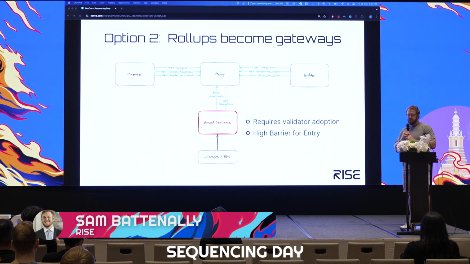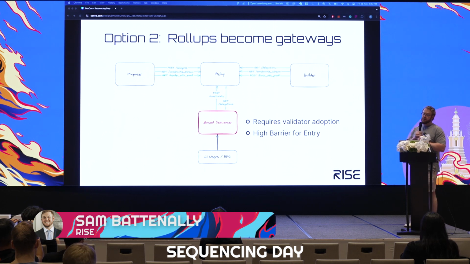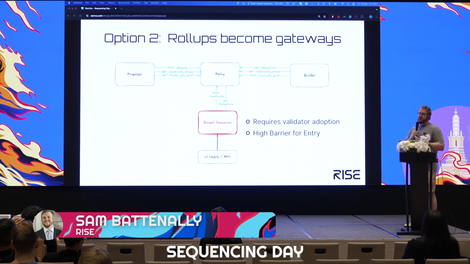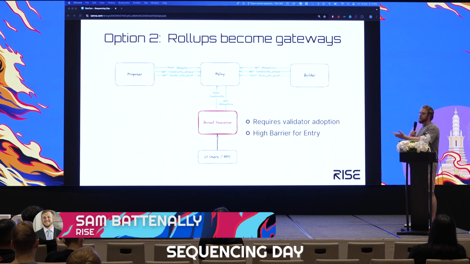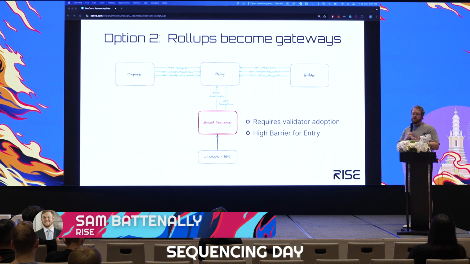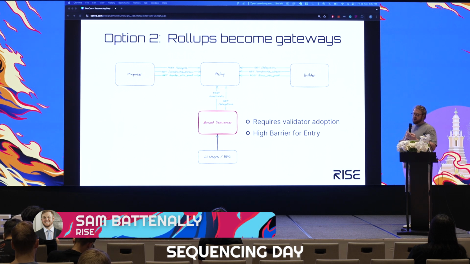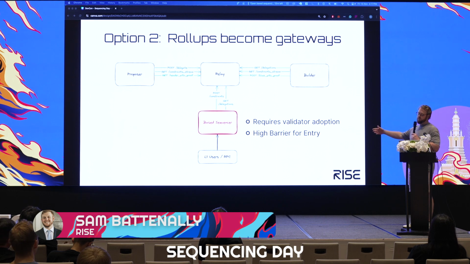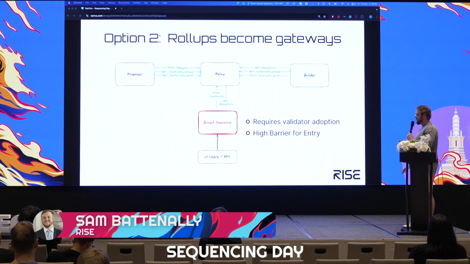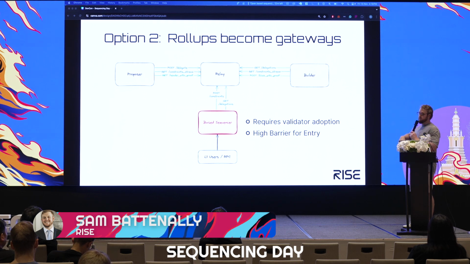Option two is where the rollups themselves essentially become a gateway. What this would look like is they create the infrastructure to do this, but then they'd have to go around and essentially petition all of the validators, at least a decent sum of validators, to delegate rights to them to sequence their transactions. This is a massive BD hurdle. There's already a bunch of pre-conf teams that have put a lot of effort into this, and I think this is just too much of a barrier for rollups to really participate. So I don't think this is a hugely viable option. There may be some rollups that vertically integrate, but I don't think this will be the common approach.